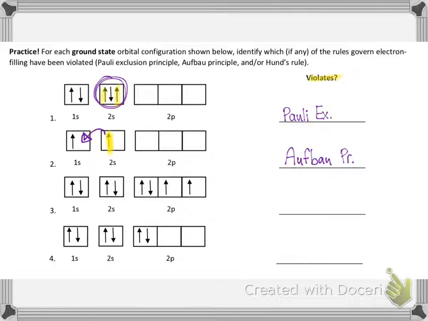For the third example, that one's good to go. It doesn't violate anything. Which means, last but not least, I bet you can guess, this is a violation of Hund's rule. They are not being a good parent and sharing their electrons.